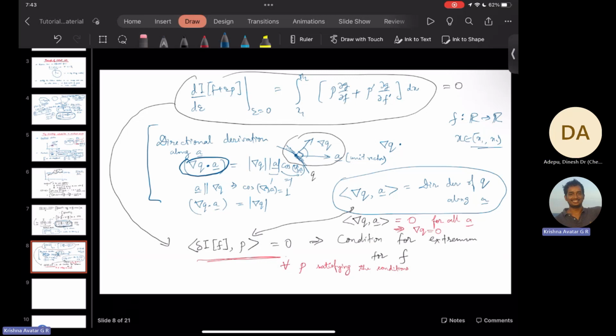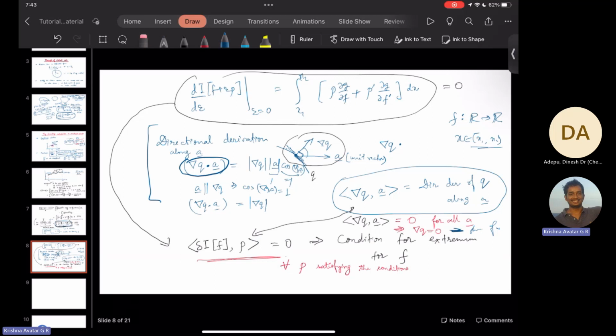So if the directional derivative of q along a happens to be zero for all a, then it simply implies that the gradient of q is itself zero, which means that there is no change in q about those points, which we will compute from this condition. So this will give us the points of extremum. Remember that this happens only for finite dimensional calculus. In infinite dimensional calculus, we do not get the function. We just get the condition for that function.